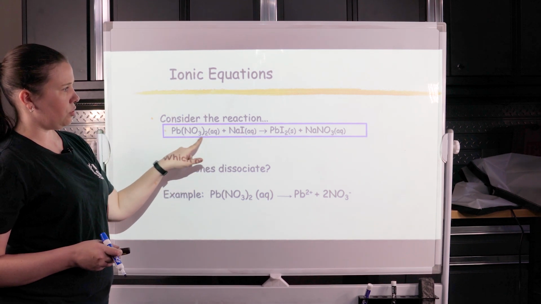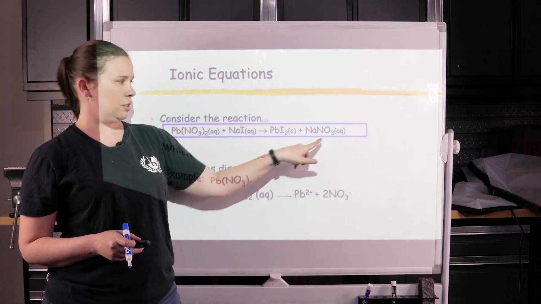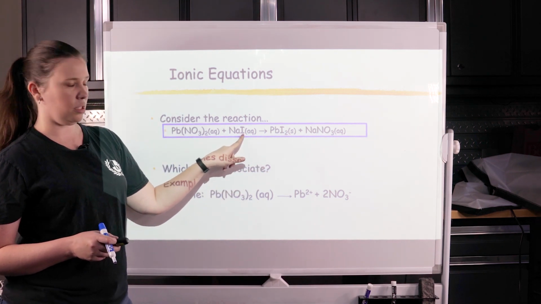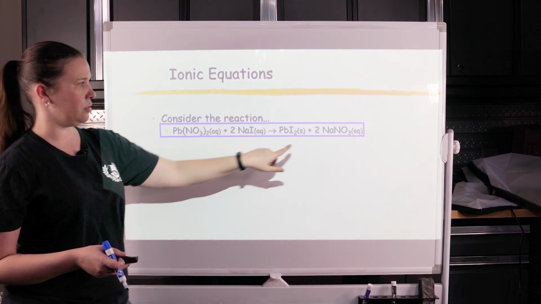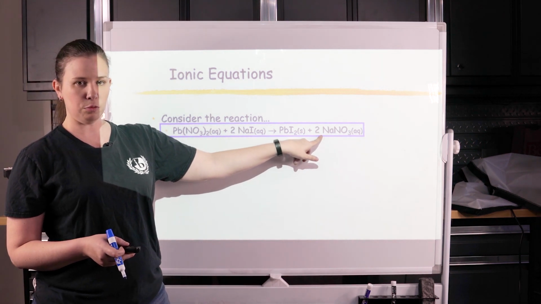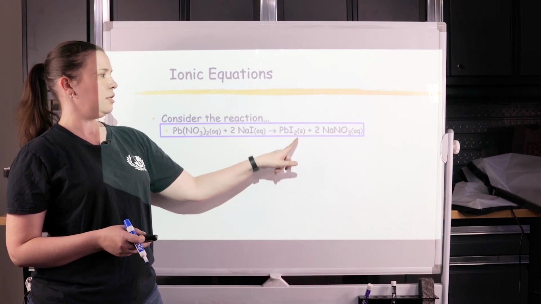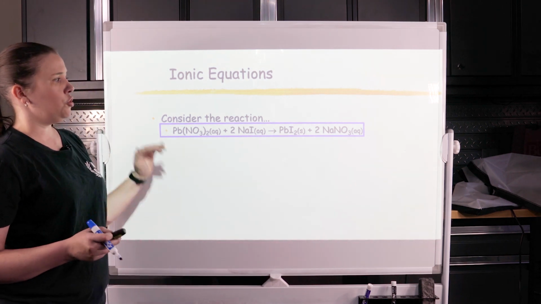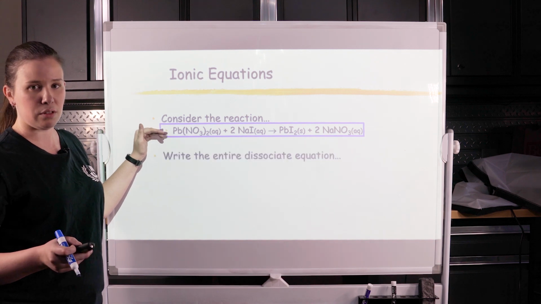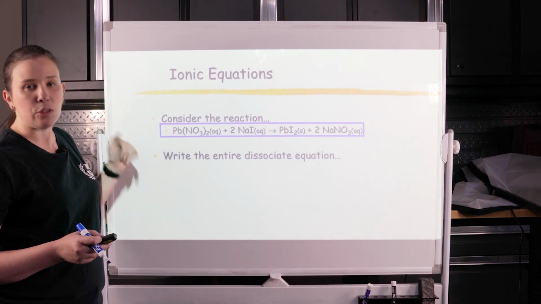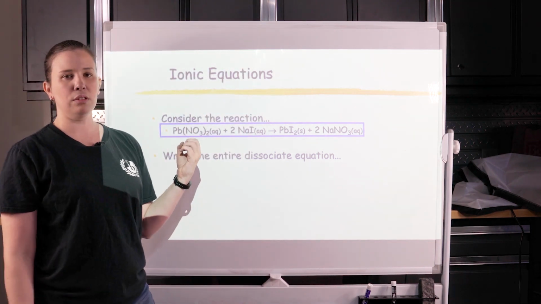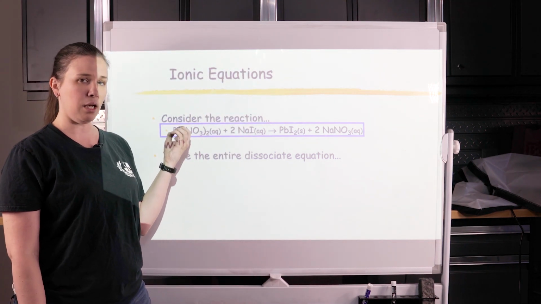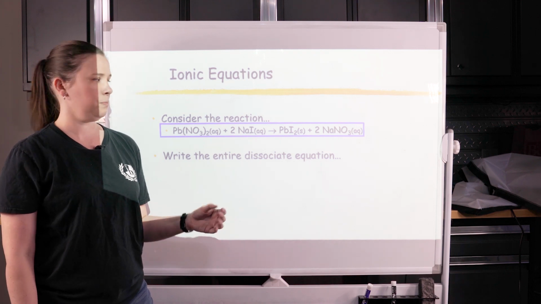See how I have 2 nitrates here and only 1 over there? And I have 2 iodines and only 1 here. So it's not balanced. So in order to balance it, I'm going to need coefficients. So first thing you want to do before you start the total breakdown is balance the equation. Once you have a balanced equation, now we can move on to the new part, writing a dissociation equation. So the dissociation equation is going to basically take the things that break up and write them as their ions.